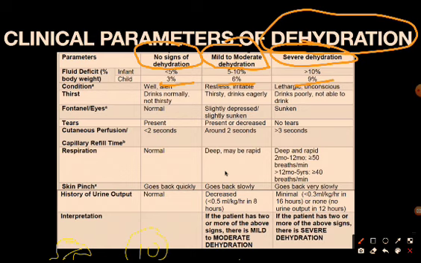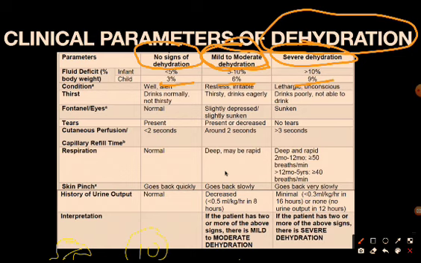The thing which is different here for our IMCI protocol is that for our IMCI, we use the term some dehydration for this middle classification, which is mild to moderate dehydration. Same for the green category for IMCI, which is no signs of dehydration here. And for severe dehydration here, it's pink classification in IMCI. So in IMCI, we only use four parameters.